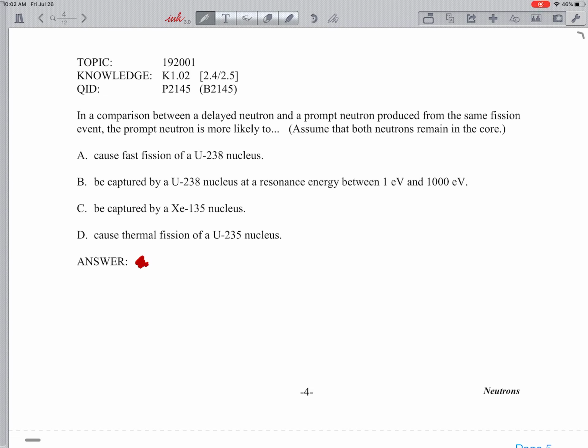Next question. In comparison between a delayed neutron and a prompt neutron produced from the same fission event, the prompt neutron is more likely to. So this is the likelihood.